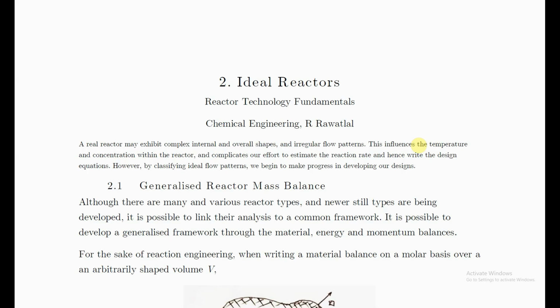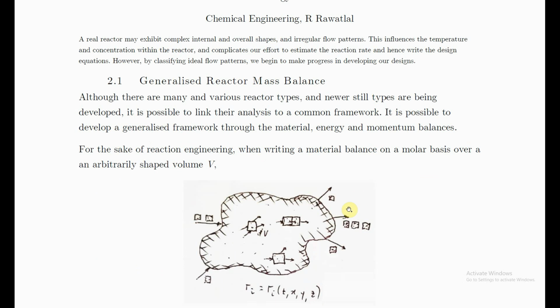We'll now set about developing our material balances for our reactors. Of course, a real reactor may have a complex shape, it may have complex internals, and irregular flow patterns as a result. So the flow inside the reactor might not be what we expect it to be, or it may contain unexpected complexities. And this is going to influence the distribution of our concentration and our temperature. And as a result, it's going to become difficult for us to estimate the reaction rate.